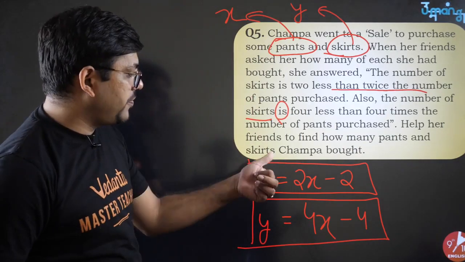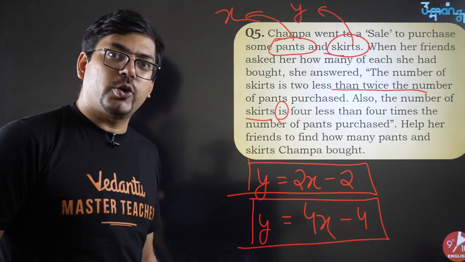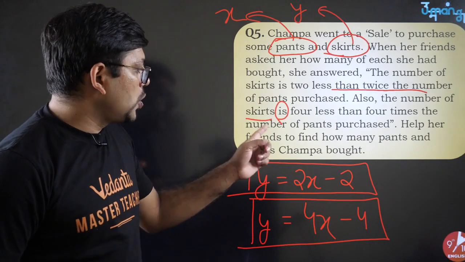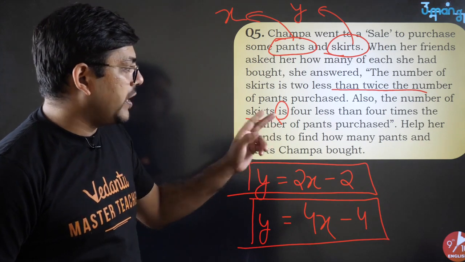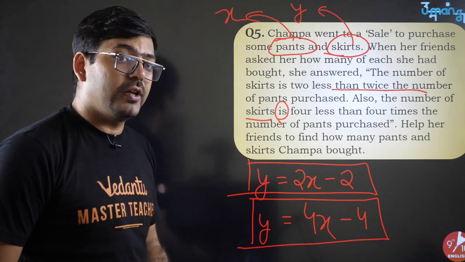Now once we have got the first and second equation, you can again do the column method. Using that column method, you can draw the graph and you can get the answer. So help her friends to find how many pants and skirts Champa bought. So let's see.